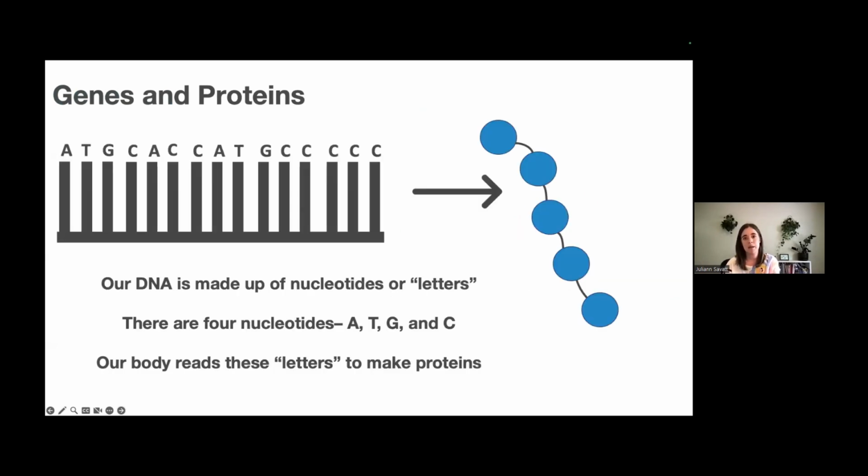Our DNA is made up of letters called nucleotides. There are 4 different nucleotides that make up our DNA: A, T, G, and C. And our body reads these nucleotides to make protein. So these letters are read out and our body says, all right, this is going to make this protein building block. This is how we're going to put this protein together.